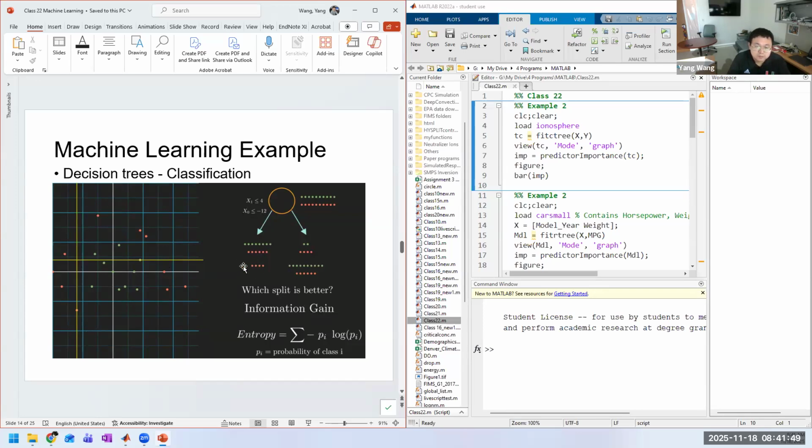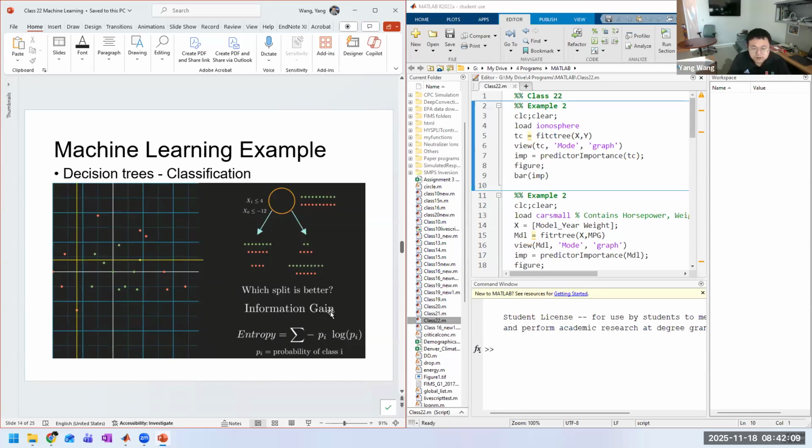So if I ask you which split is better, you'll definitely say that the second split is better, right? But is there a way to quantify the betterness, basically quantify why this split is better? So people define this information gain, or this IG parameter.